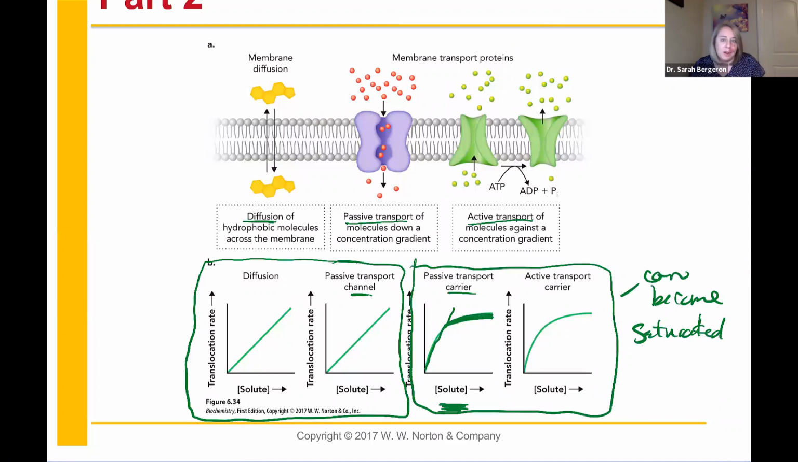Can both become saturated. Okay, and the other two, diffusion and passive transport through a channel, are very, very fast.